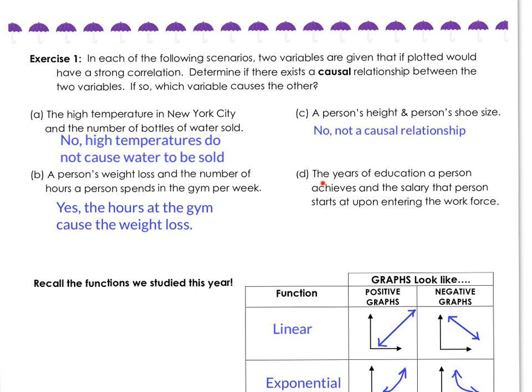The next one, the years of education a person achieves and the salary that person starts at upon entering the workforce. Again, there might be a relationship here where there's a correlation showing that as education increases, the salary also increases. But that does not cause your salary to increase. It might help you to apply for jobs that require a higher salary or a higher education level, which then cause your salary to increase. But number of education years does not automatically cause your salary to increase.